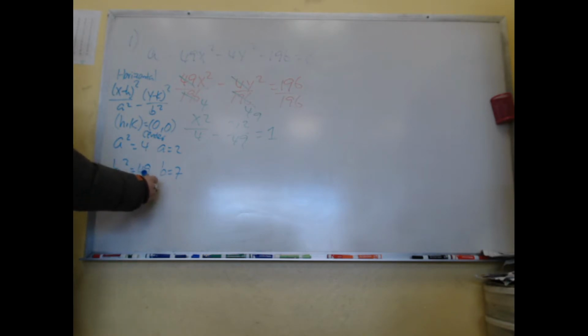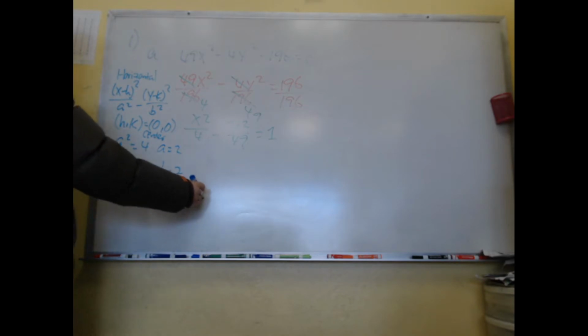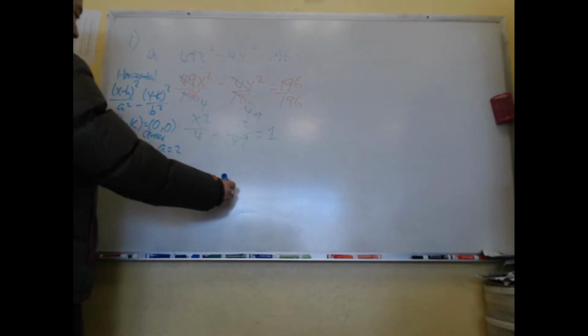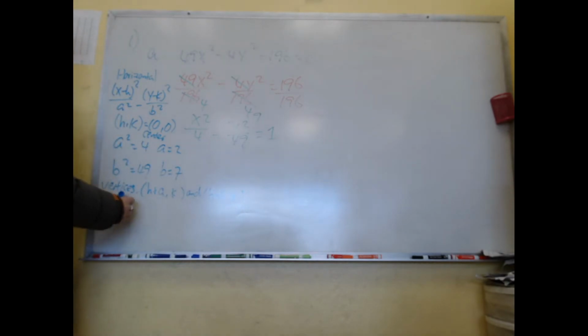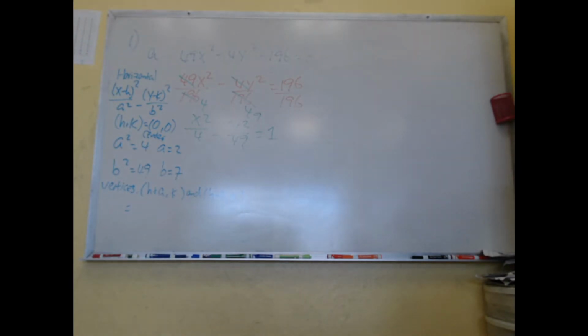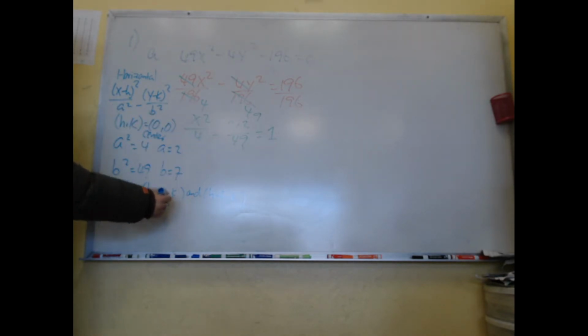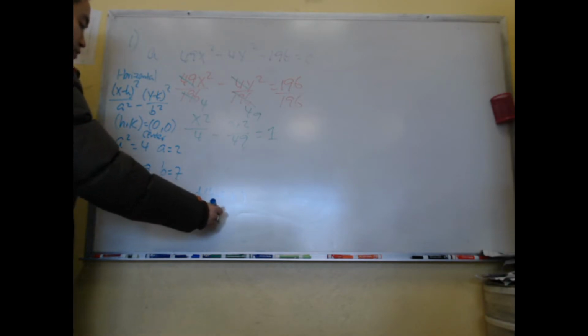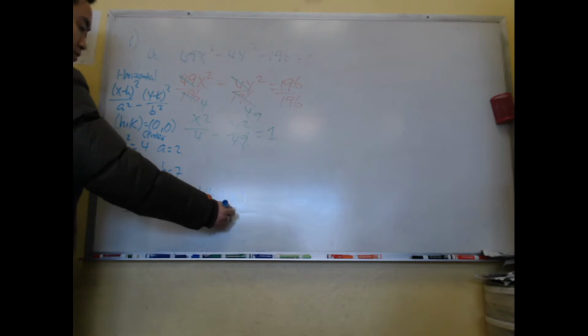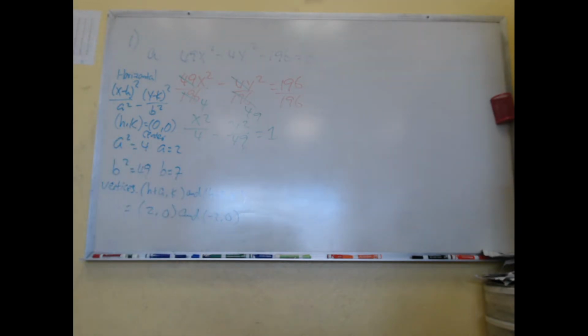So the way to find the vertices, the formula for that is what? H plus a, comma k. And what else? H minus a, comma k. Right? So h is 0, so 0 plus 2, so it's 2, comma 0. And then the other one here, what is that? Negative 2, comma 0. Because that's what? Symmetrical, right?